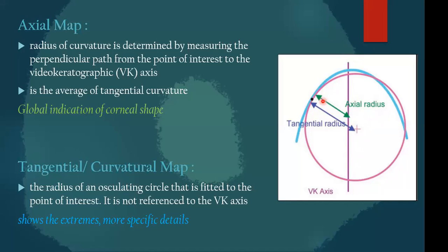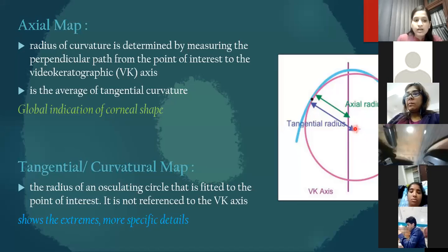So just to sum it up, axial radius is a more global indication, and it is in dependence with this video keratographic axis, whereas the tangential or the curvatural map is the radius of an oscillating circle which is fitted to this point of interest. So the radius changes, the center of this circle always changes, and hence it shows us a more specific picture, it gives us a more detailed picture, and we tend to pick up even subtle findings.